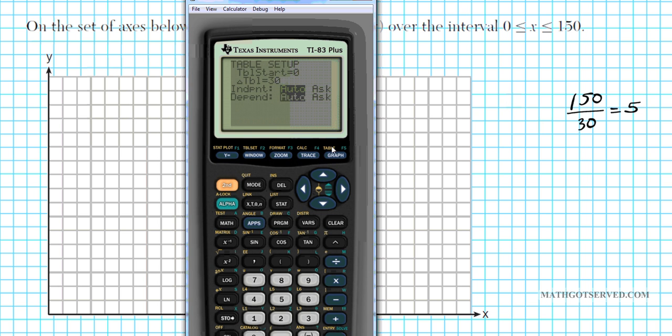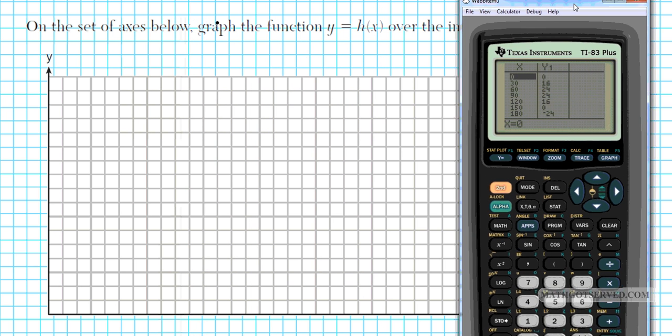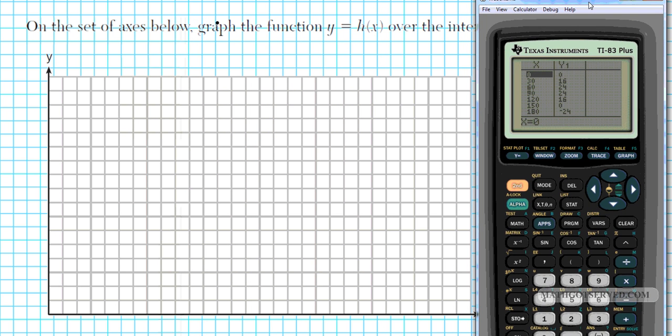Press enter. Now let's see what our table looks like. Second function graph takes us to table. That's excellent. You notice how nice these numbers are? We can totally graph these, can we not? So let's go ahead and graph them. Okay, so we're going by 30s.